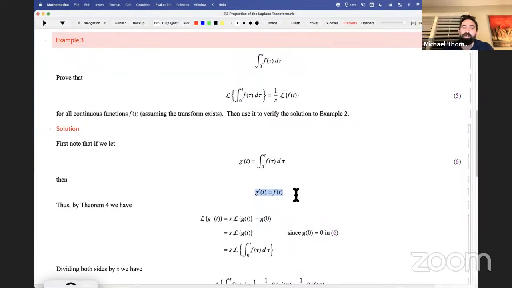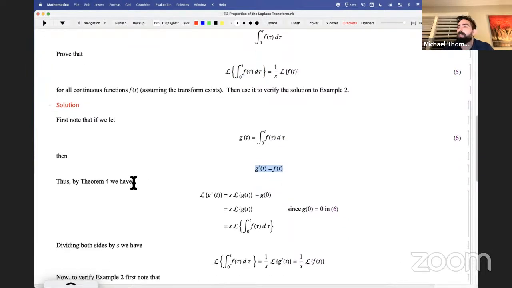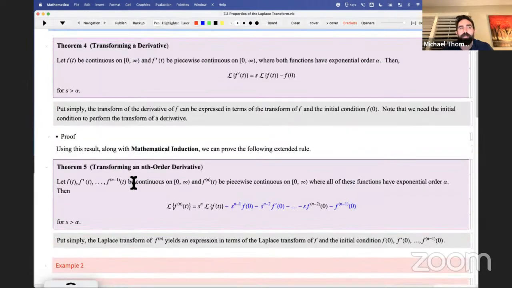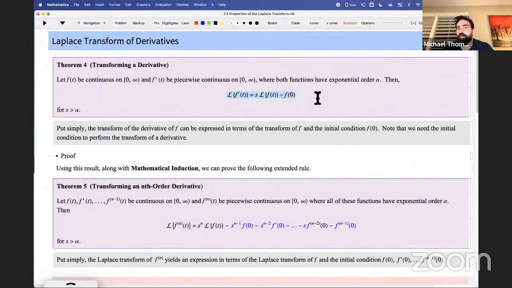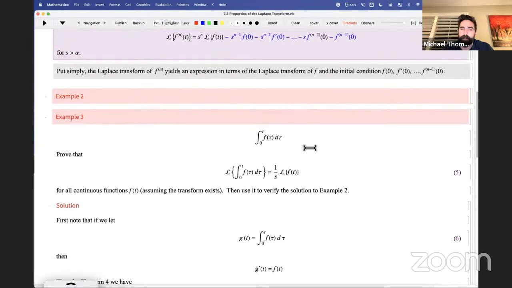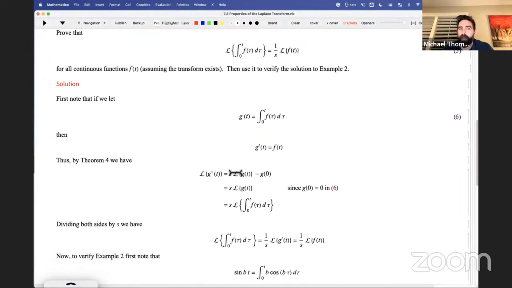So what I'm going to do is apply theorem 4 to this, which is this guy. Theorem 4 says that if I take the Laplace transform of G prime, I'll get s times the Laplace transform of G minus G of 0. Let's plug it in.